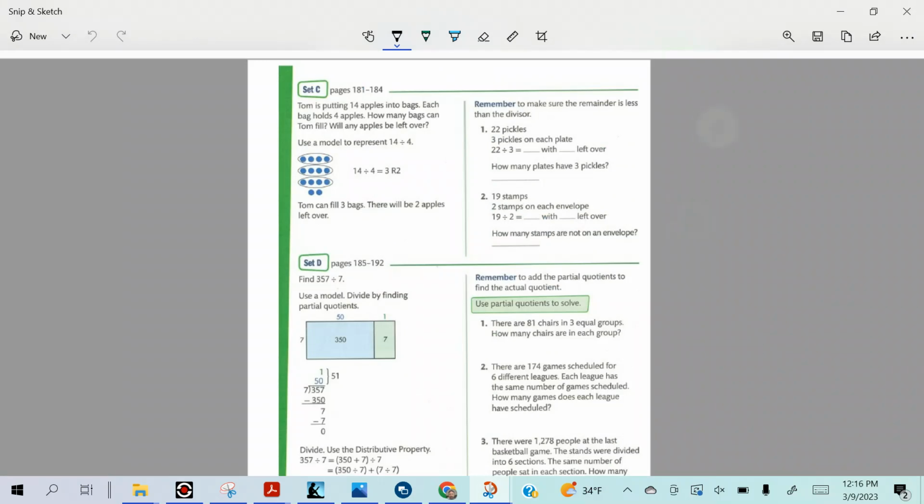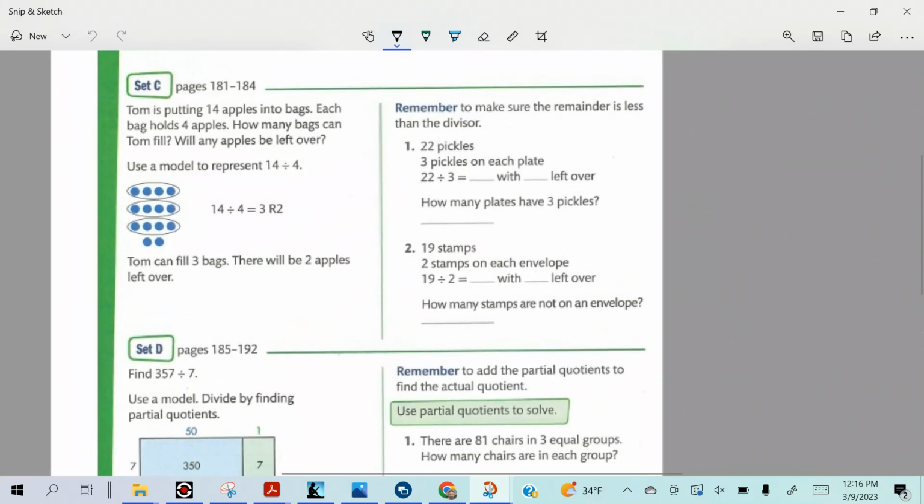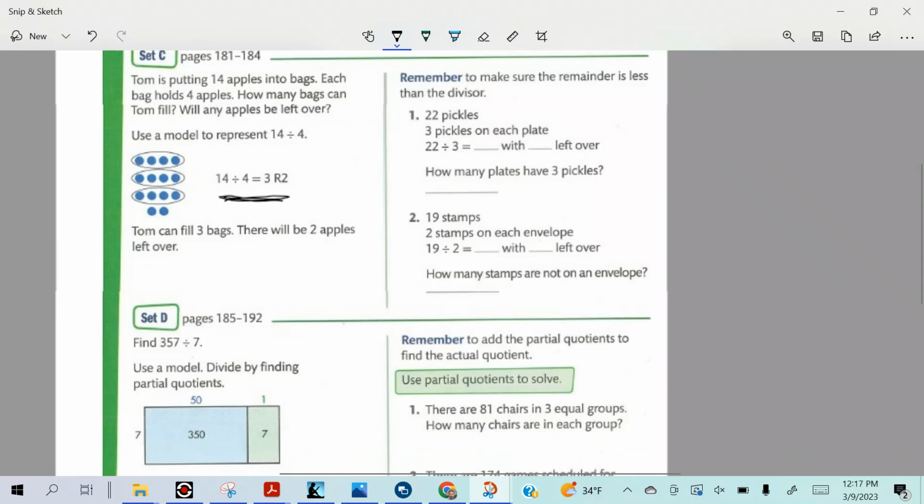So set C, you are looking at interpreting remainders. A remainder is what you have left over after you did your division. So you're going to figure out, answering the question, how that remainder determines your answer to that question. Okay, so you're going to be working on that for set C. And remember, your remainder should always be less than the divisor. If it's bigger than the divisor, then you can take another group out and your remainder should be smaller.